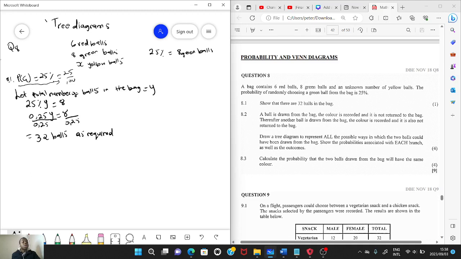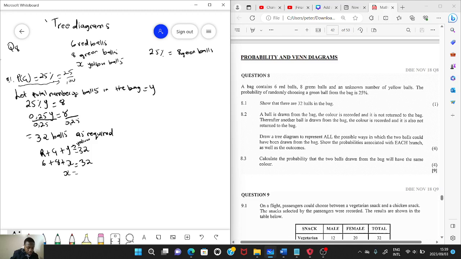All of them, the sum of these numbers, is equivalent to 32. So I isolate my x, and what is 32 minus 8 minus 6, which is 18. Now I know that I have 18 yellow balls. Even though we were not asked, we are going to need this whenever we draw our tree diagram.